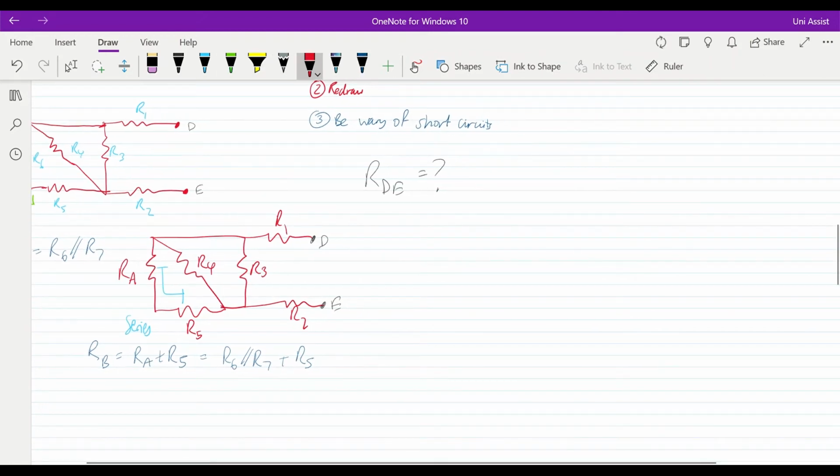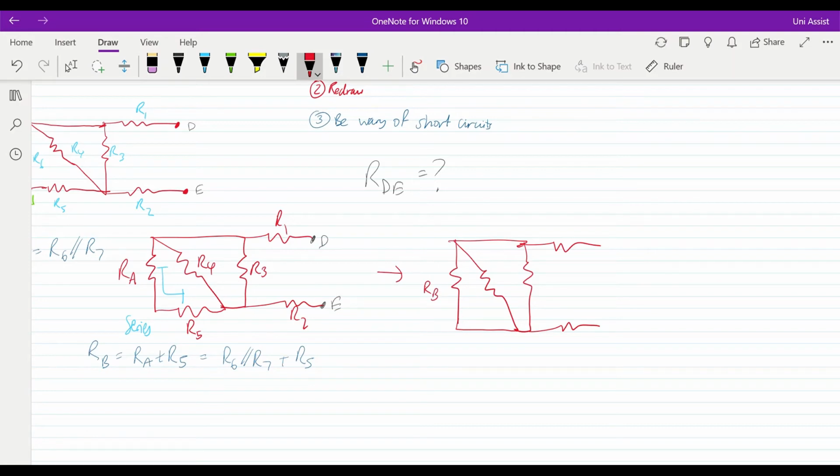And now I'm going to continue to simplify. So this will look something like this now. So you can see that the circuit's simplified quite a bit compared to the very start.